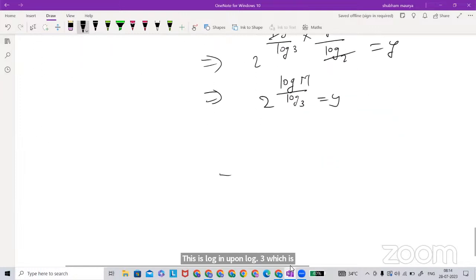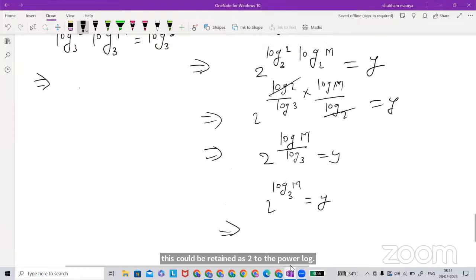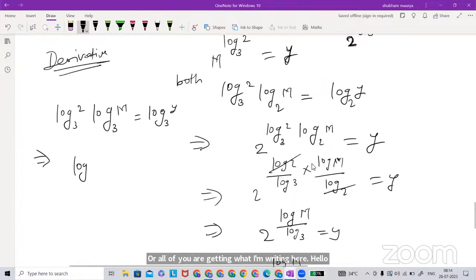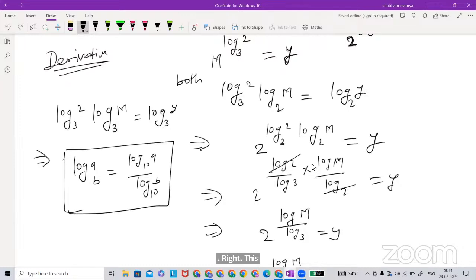Now finally, this could be written as 2 to the power log. I will tell you what I am writing here. Are all of you getting what I am writing here? How I break this one, log A, B, so this could be written as log with base 10 A upon log with base 10 B, right? Using this only way. You see what I am doing here. This is exactly what I am doing, so this is written here.